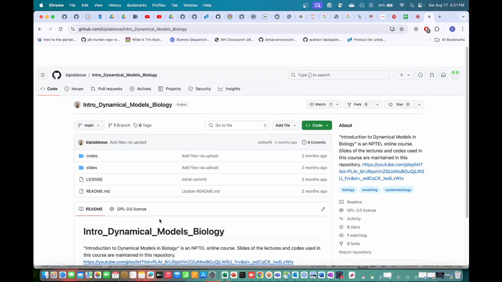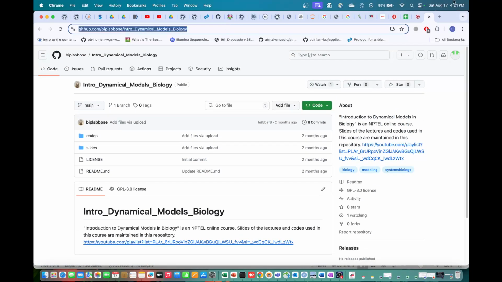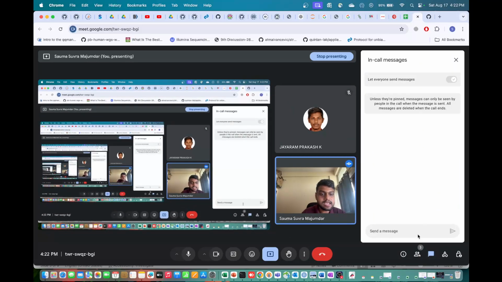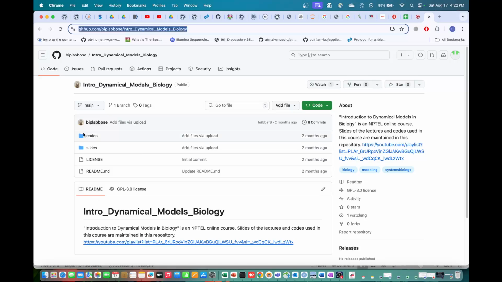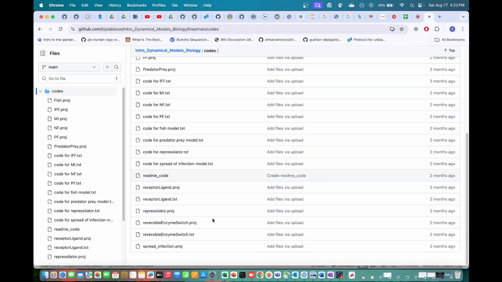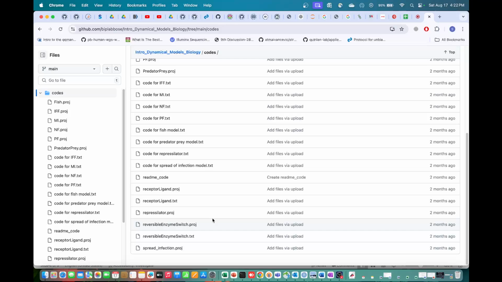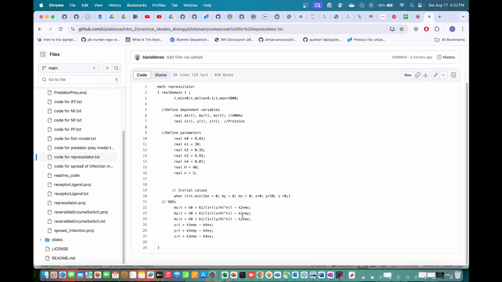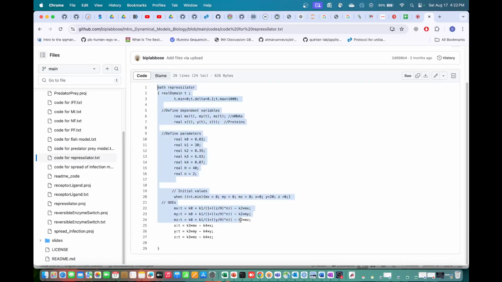This is the GitHub page. I guess you know. If not, use this. So this has all the JSON codes for these kinds of models. For example, if you go here, codes. So, for example, repressilator, if it's a double negative feedback loop. All the codes are here.